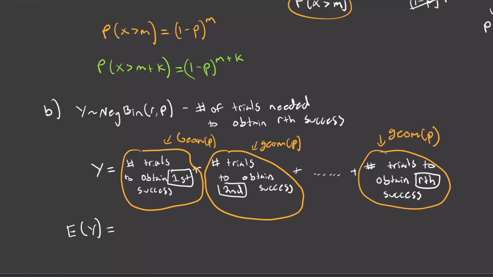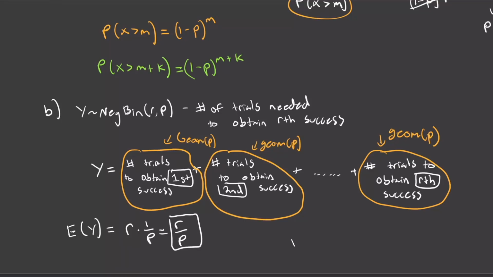So the expected value of Y by linearity is just the sum of the expected values of all these geometric p's. How many do we have? We have r of them, so r times the expected value of a geometric p. And we already know what the expected value of a geometric p is, which we just proved in QP 123. That expected value is just going to be 1 over p. So the expected value of Y is just going to be r over p. That's the expected value of the negative binomial.